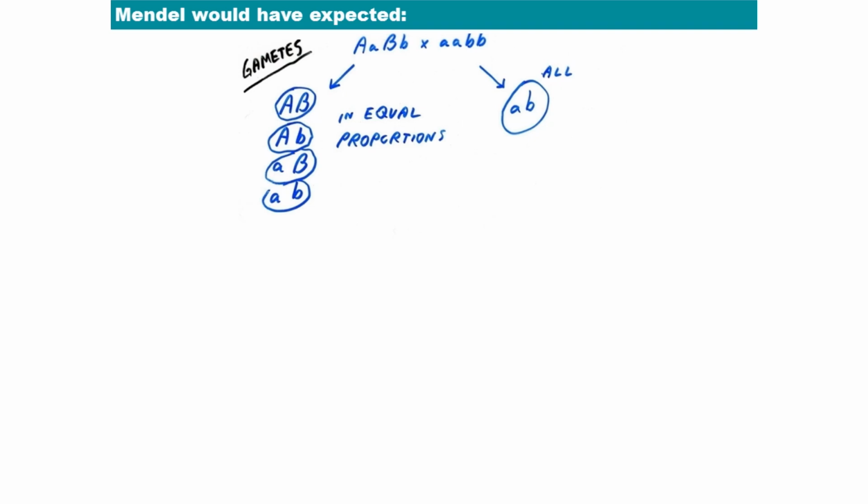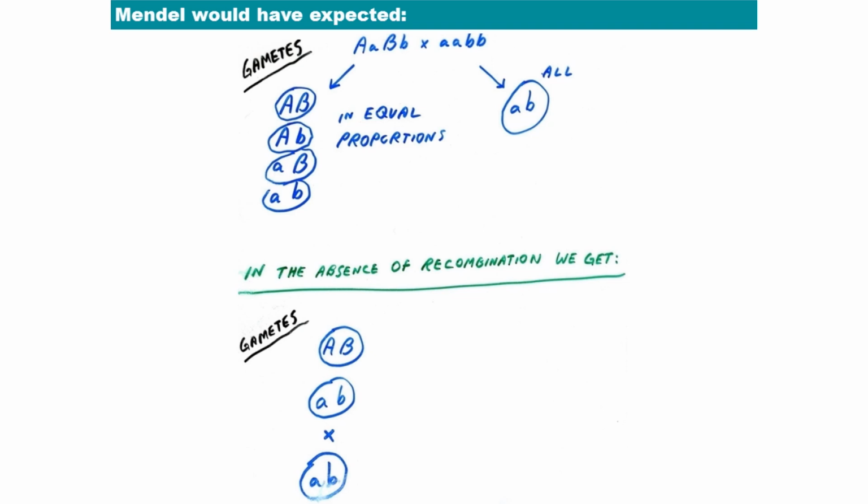Mendel would have expected from a double heterozygote 4 different types of gametes in equal proportions, and one type of gamete, all the same, for the test crosser. But in the absence of recombination, that big A and big B are stuck together. They go together. The little a and the little b are stuck together. They go together. And you can't get the other ones, the ones that have one of each. So we would expect to get half of each. So the result of the test cross would be half of them doubly heterozygous, showing the dominant phenotype for both genes. The other half would show the recessive phenotype for both genes. They'd be little a, little a, little b, little b.